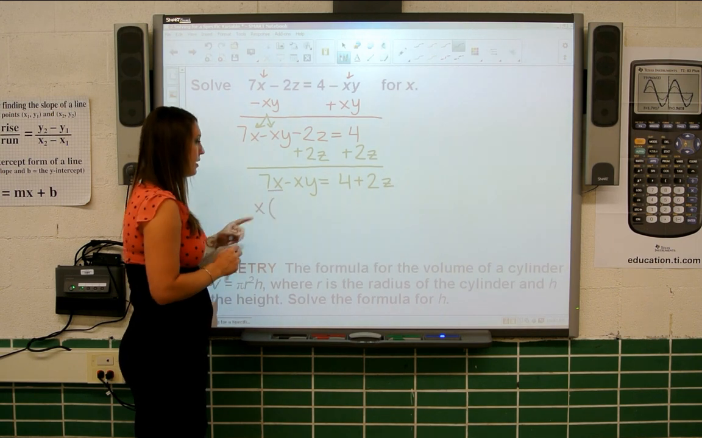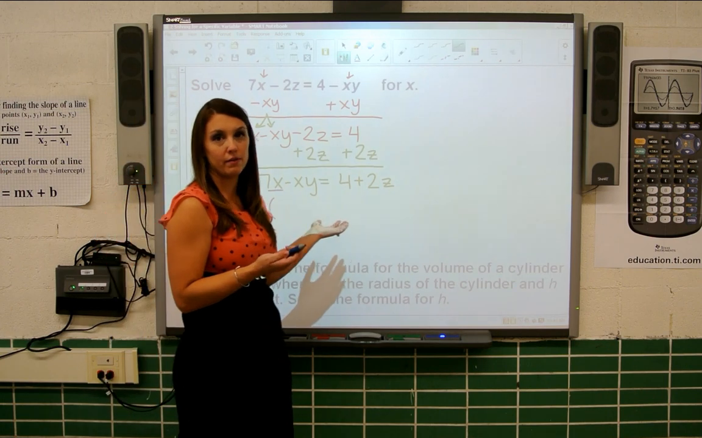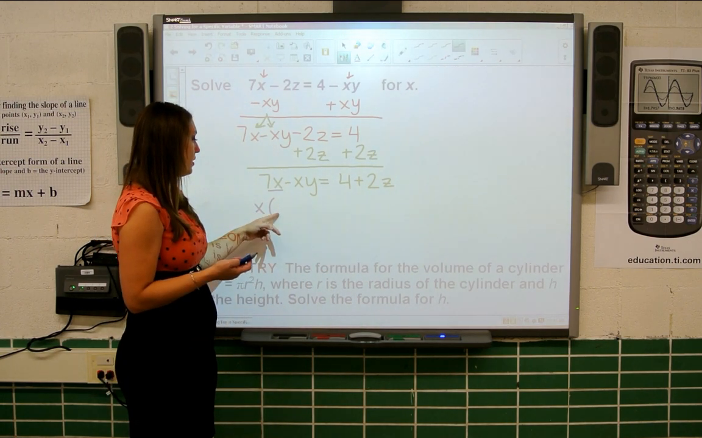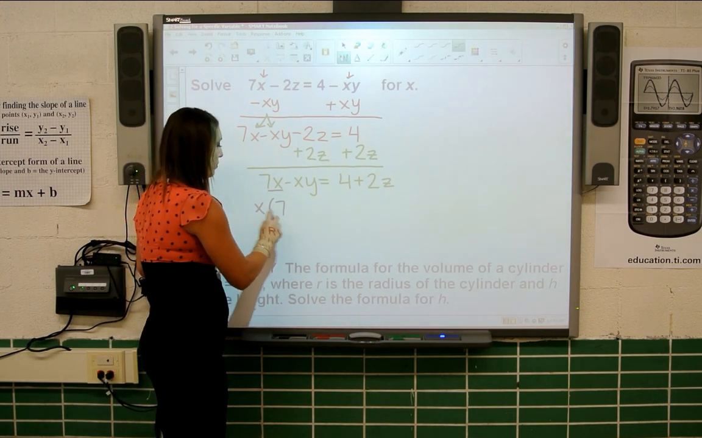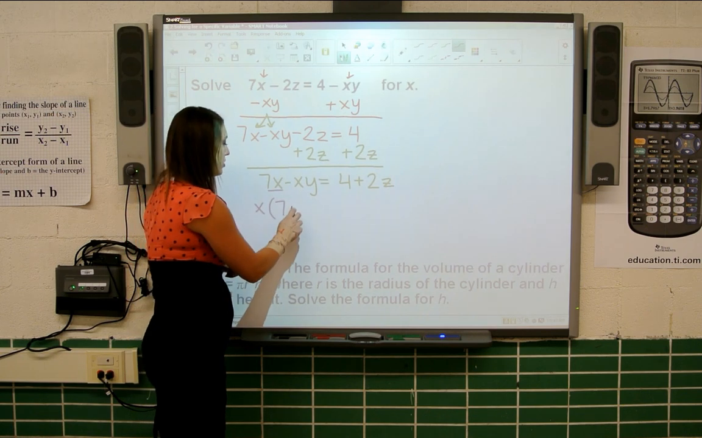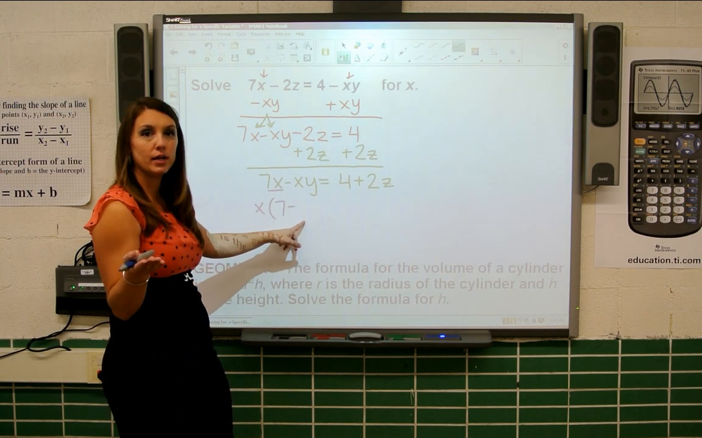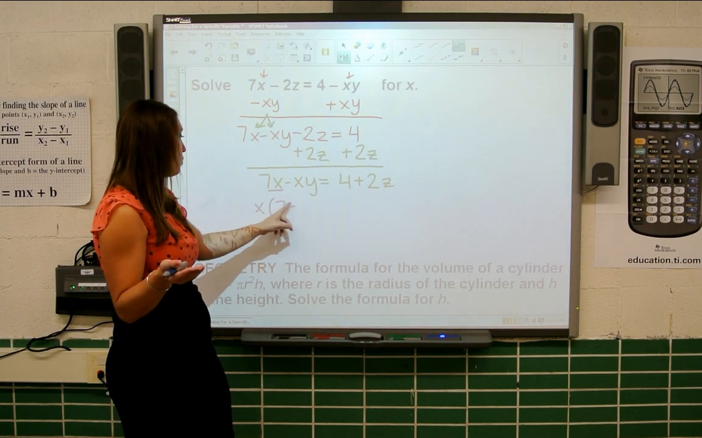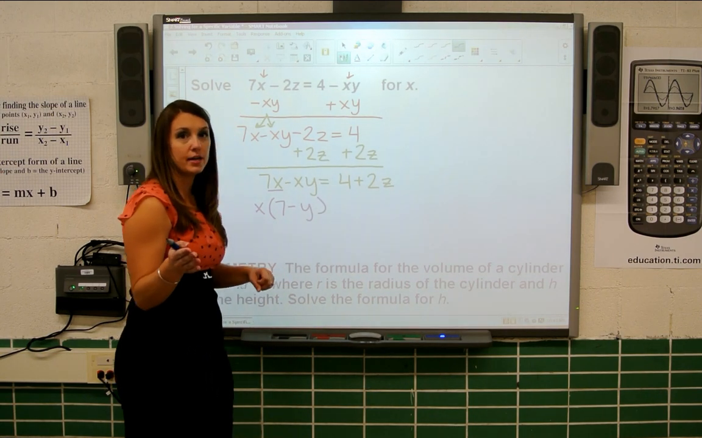Okay, if we factor an x out of here, we pull the x out. We're essentially unmultiplying or dividing. So if I take this x out, well, x times what in the parentheses is going to give me 7x? Well, x times 7. So I'm going to go ahead and put a 7. My subtraction sign will come down, and I think the same principle here. X times what can I put inside parentheses is going to give me xy? Well, x times y is going to give you xy. And it's going to look just like that.